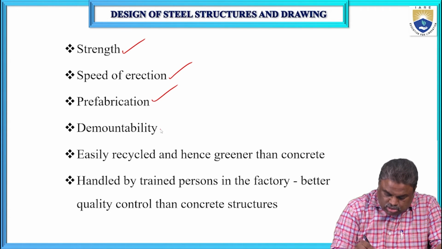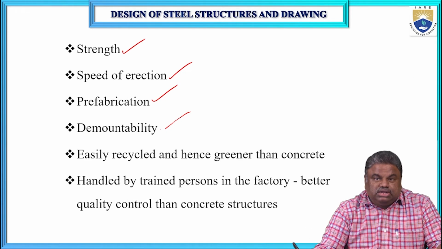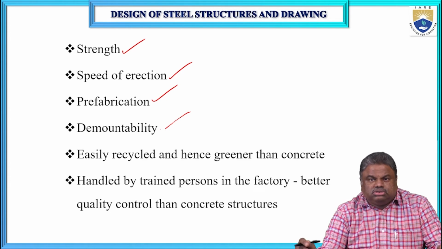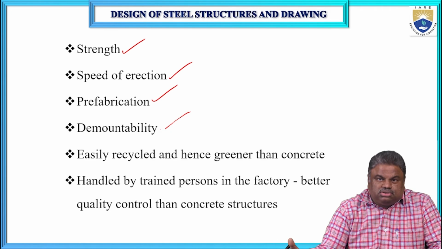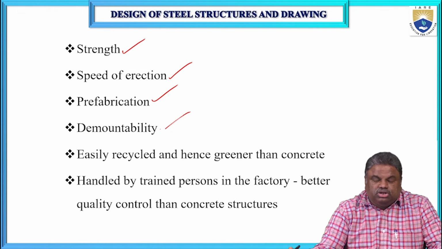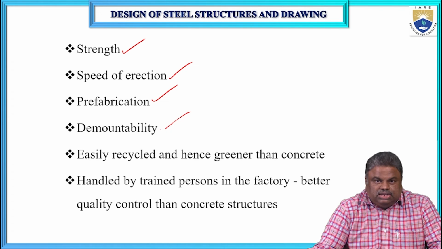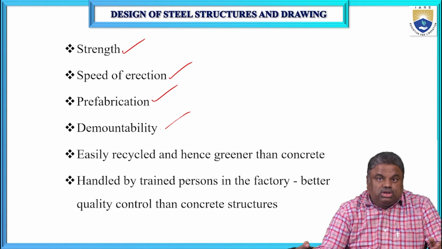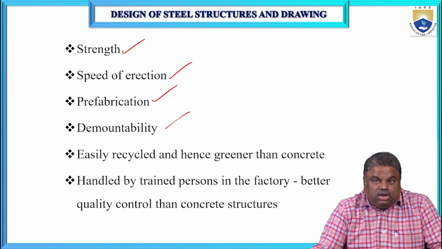Demountability is also very easy in case of steel structures. Demountability means just removal of the members. Just remove the bolts or cut the welds. You can remove the entire structure within minutes, within a day, within hours. Demountability is very easy and the steel is easily recycled, and hence it is greener than concrete.